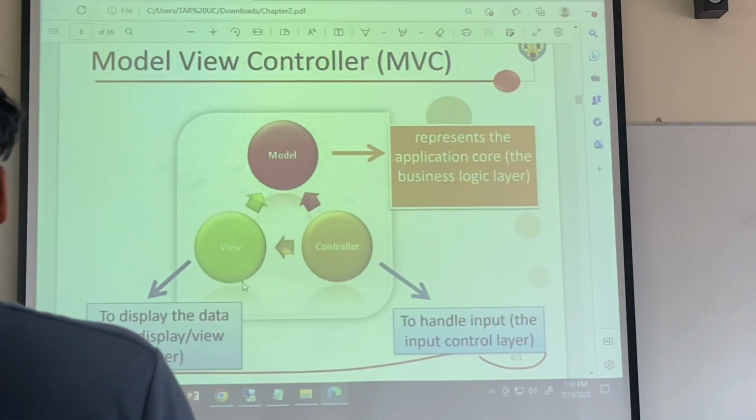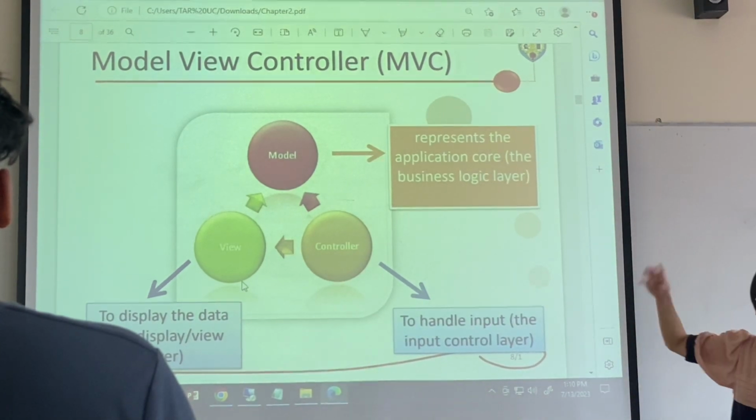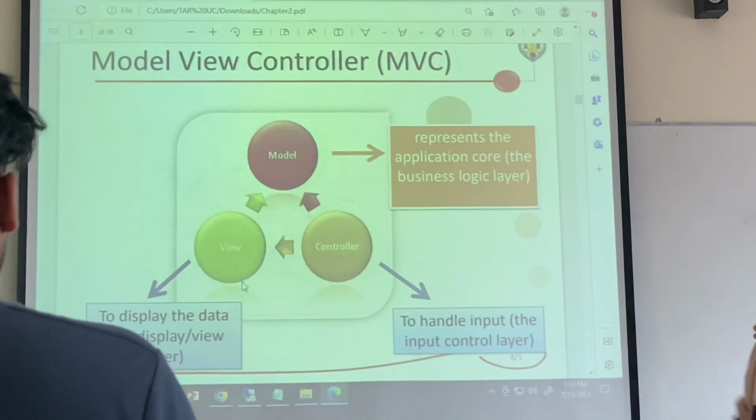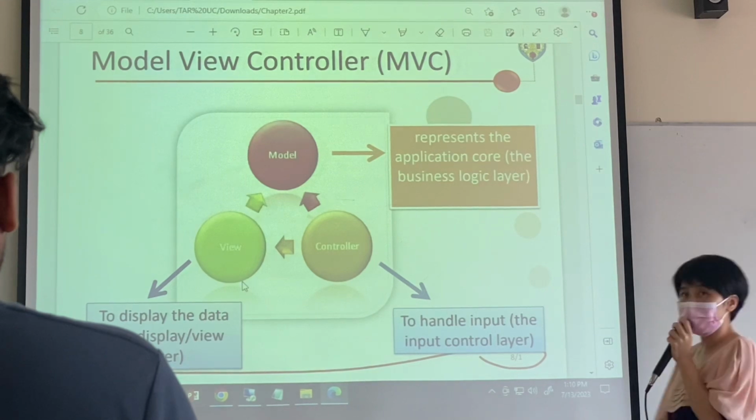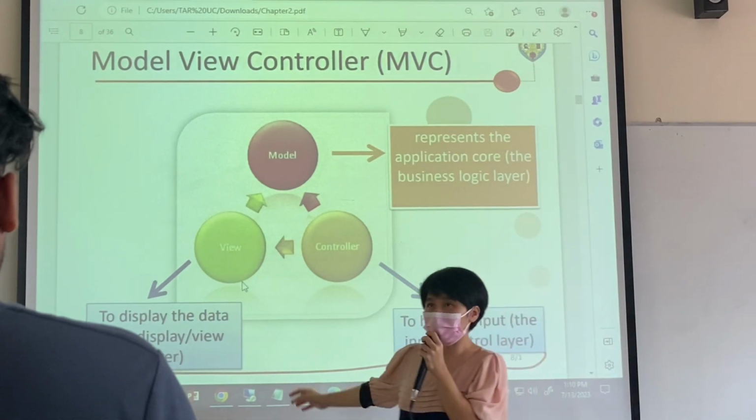MVC. Okay, this is not covered in this subject, but it's good that we know what MVC is. At least we know what M, what V, what C is. M represents the application's core, which we call the business logic model, and the view displays it, like we display it using the web page.